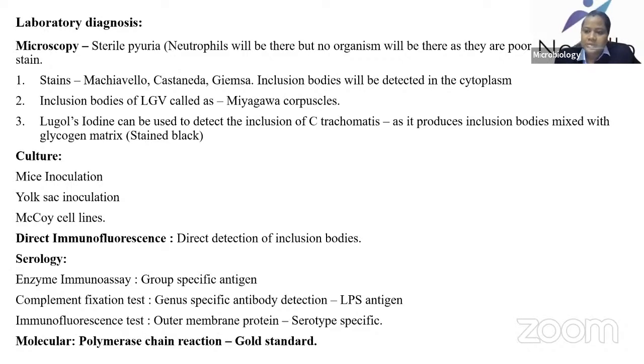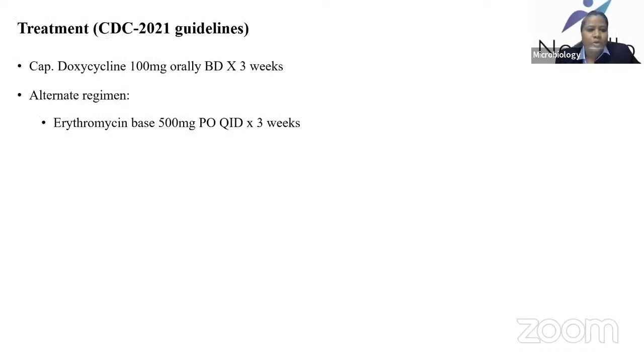And then molecular methods: the polymerase chain reaction, which can detect the bacterial genome from the patient sample. So that is the gold standard test for chlamydial diagnosis. Moving on to the treatment.